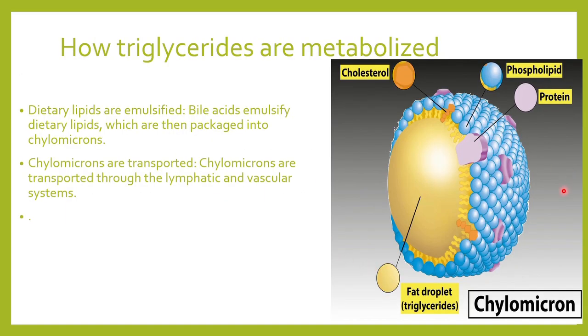So I've told you that when we eat these lipids or the fats, they are emulsified. The bile acids are the ones which help to emulsify these dietary lipids, and then they are packaged into these chylomicrons, and these chylomicrons are transported through the lymphatic and the vascular system.